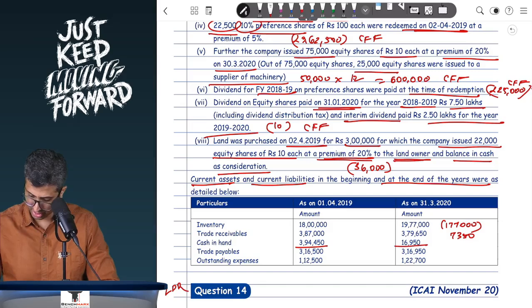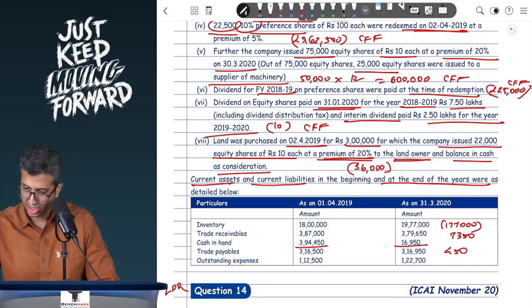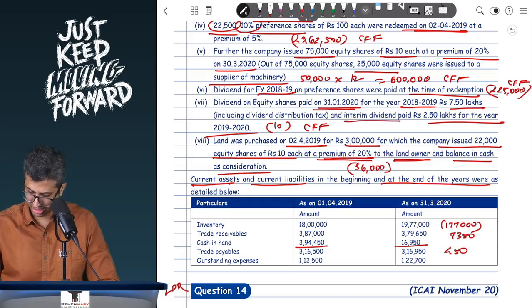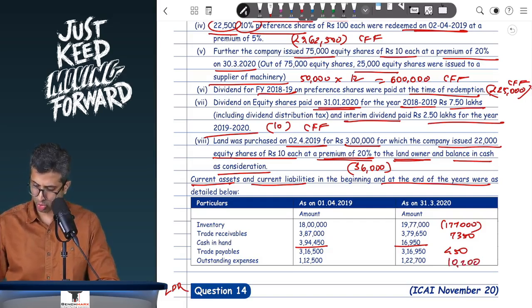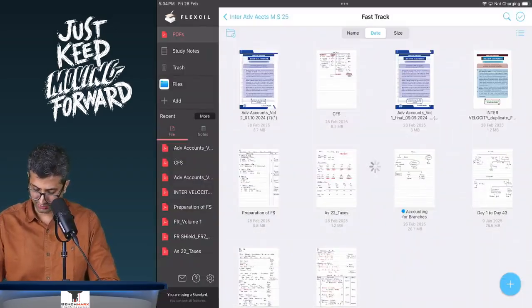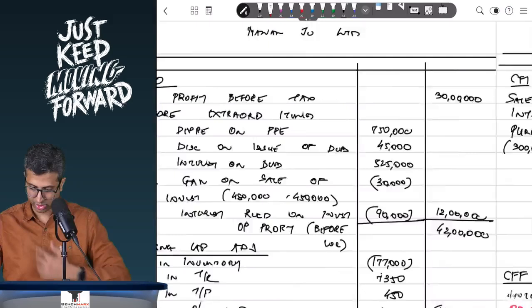Trade payables, there seems to be a slight increase of 450. You will add. And outstanding expenses 1,12,500 minus 122,700. This will be 10,200. You will add. So this, if you go to see, is your solution for question number 13.